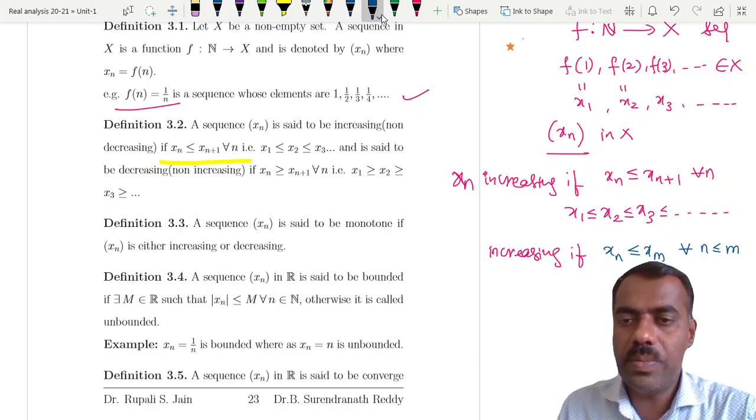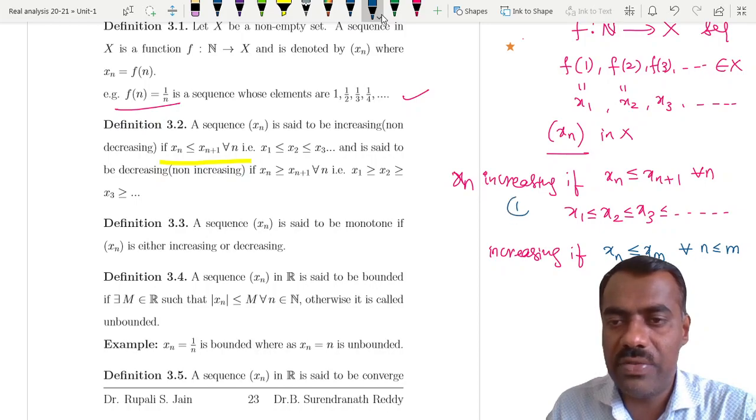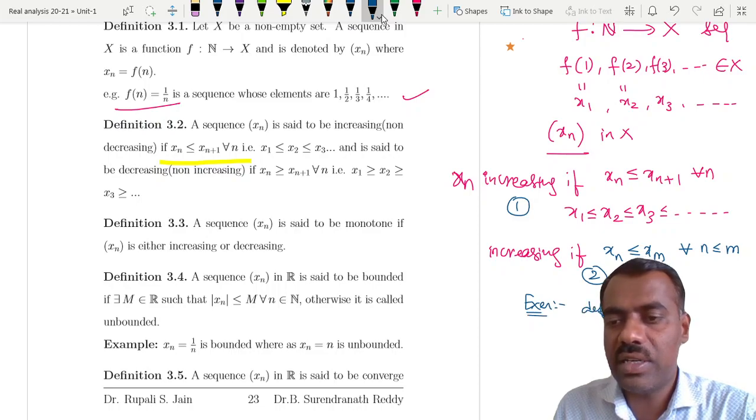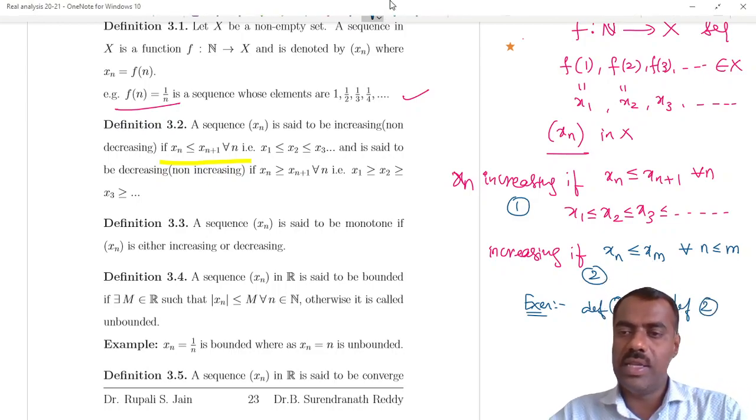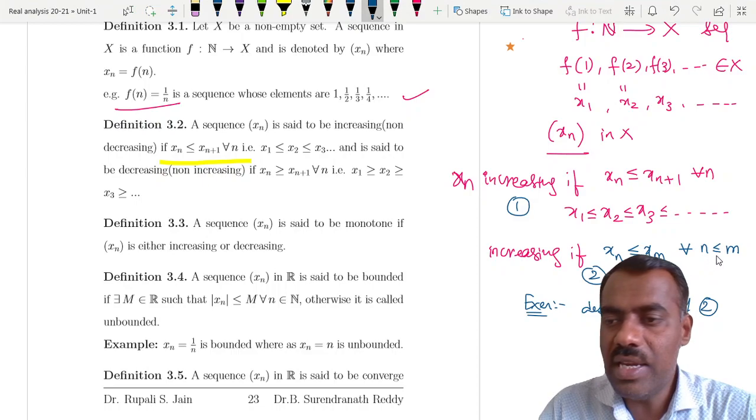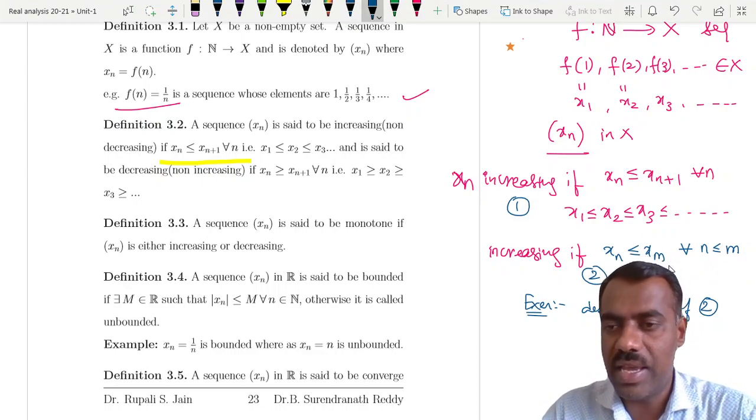Okay, you can prove that. Suppose this is definition 1 and this is definition 2. You can take a small exercise and show that definition 1 implies definition 2 and definition 2 implies definition 1. That means whenever the index n is less than or equal to m, then their values xn should be less than or equal to xm.